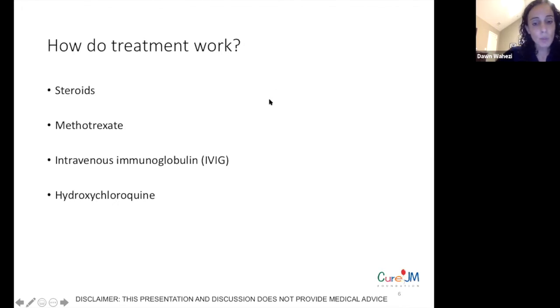So how do the treatments work? I'm going to spend a little bit of time talking about these 4 treatments, as these are really the mainstay in the initial treatment of JM. I'll go through each of them and talk a little bit about what they do, and what the main side effects are.